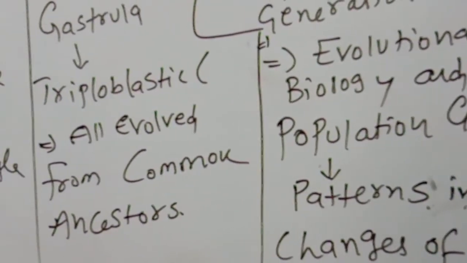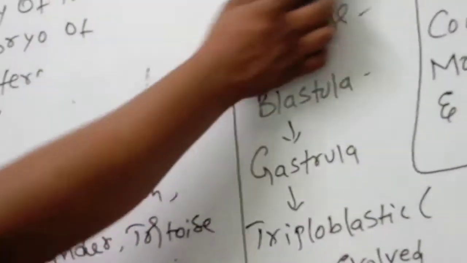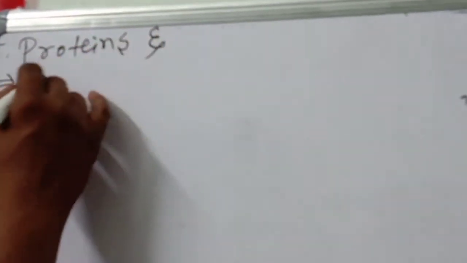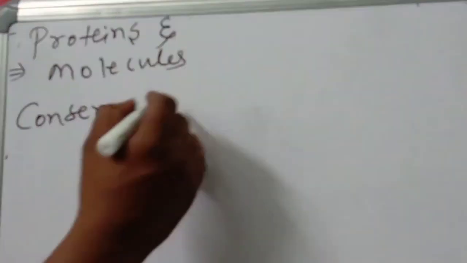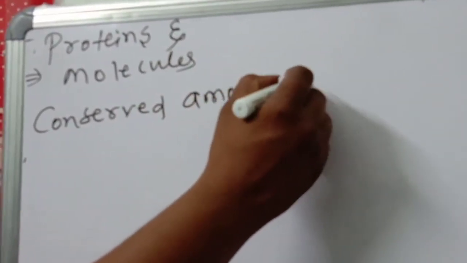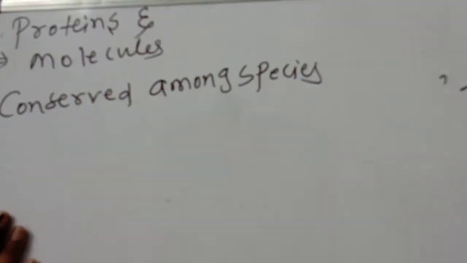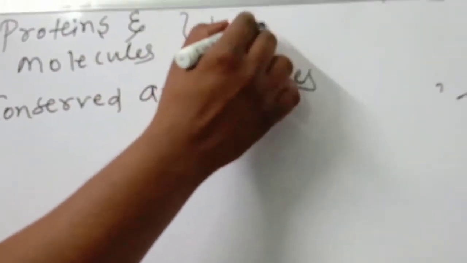So what are the examples of those molecular evidences, and which are mainly useful? Proteins are important. Proteins and other molecules that control life processes are conserved among species. Conserved is most important. Conserved among species, this word you have to remember. Proteins and molecules which are helpful for controlling life processes.